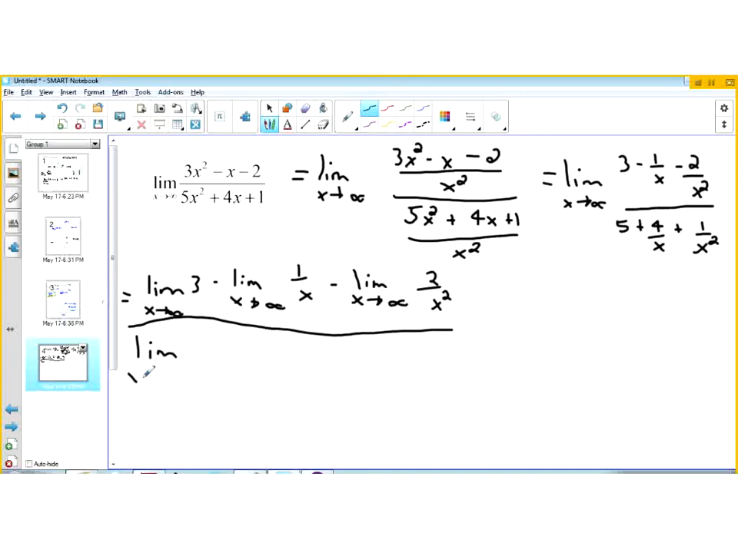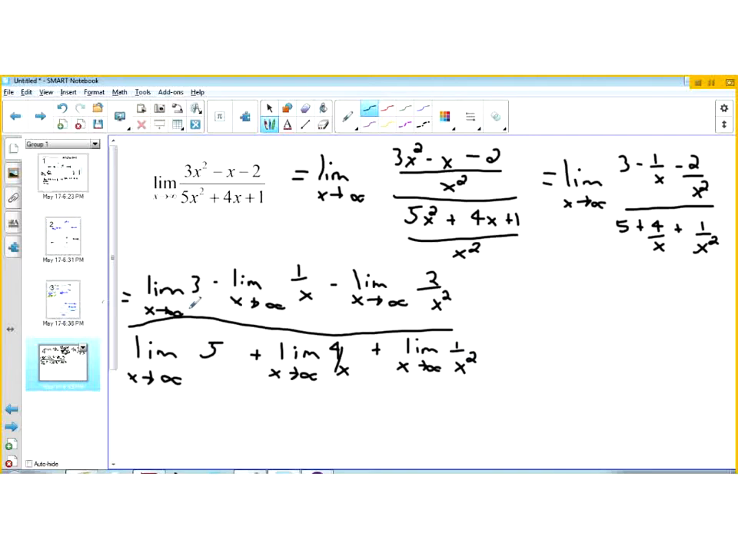The limit as x approaches infinity of 5, plus the limit as x approaches infinity of 4 over x, plus the limit as x approaches infinity of 1 over x squared.